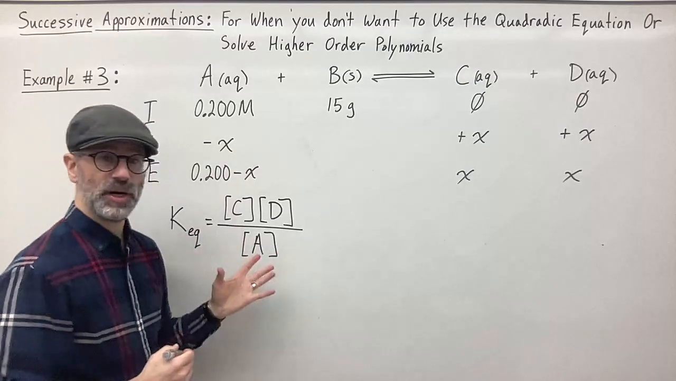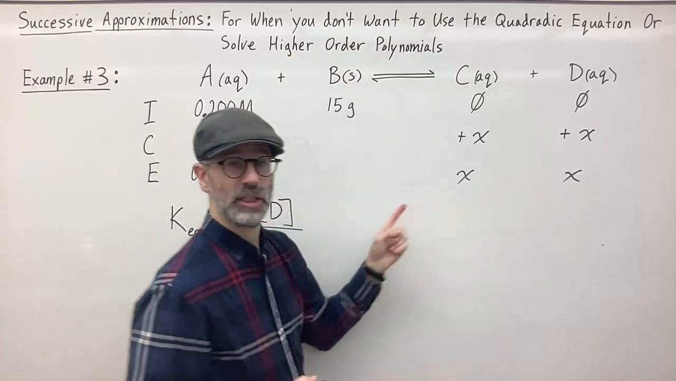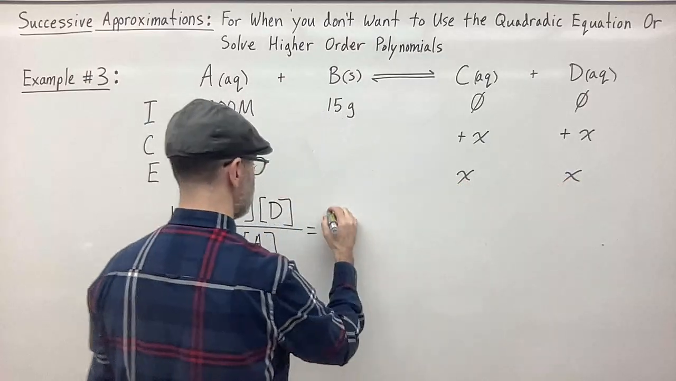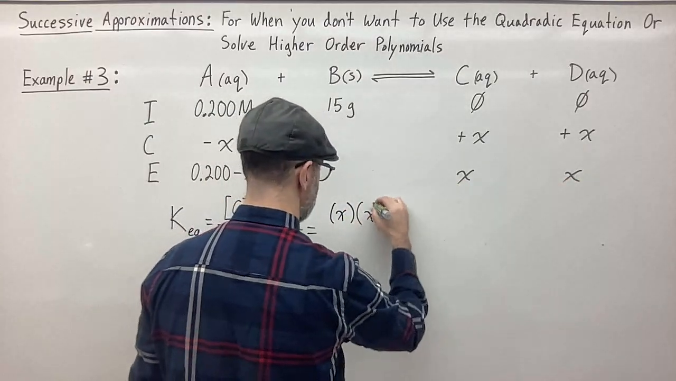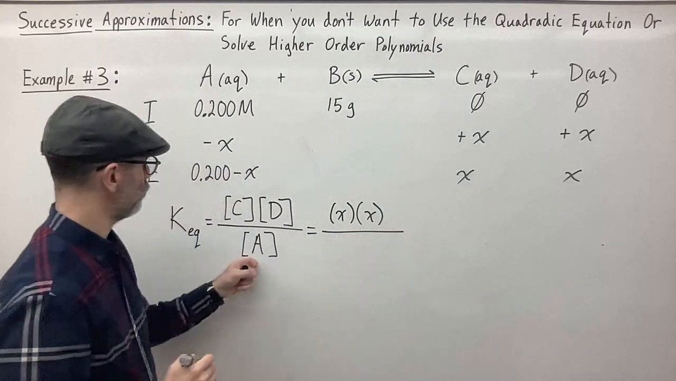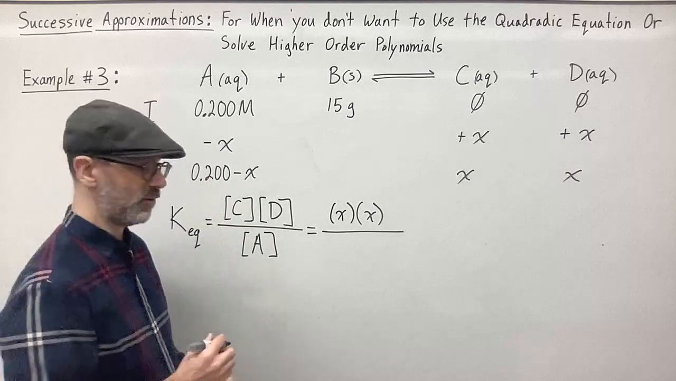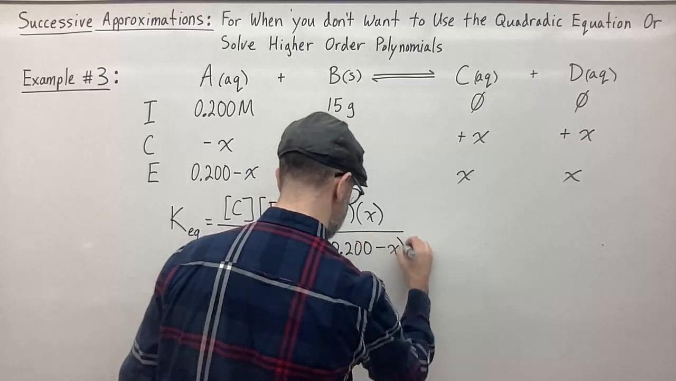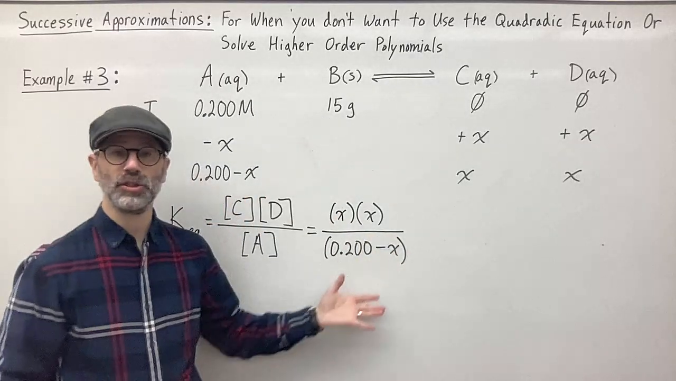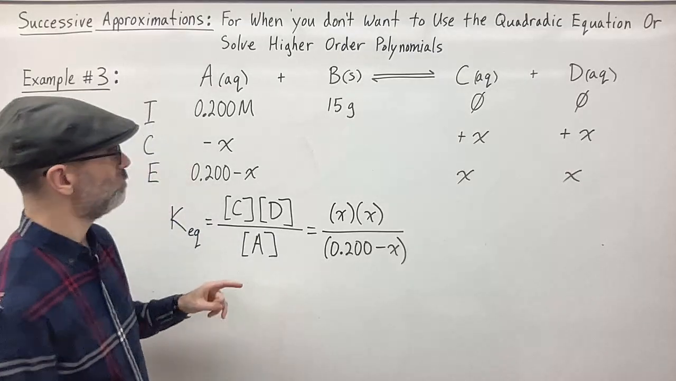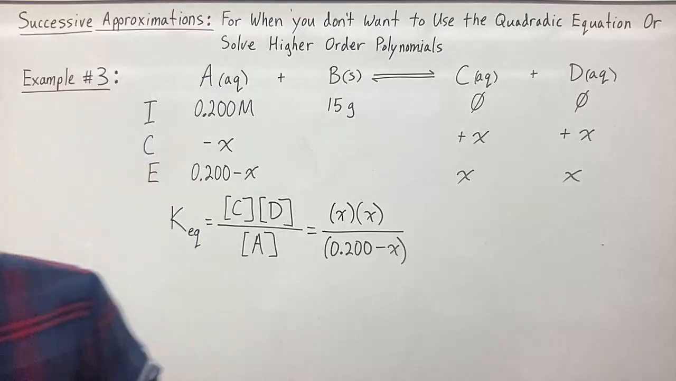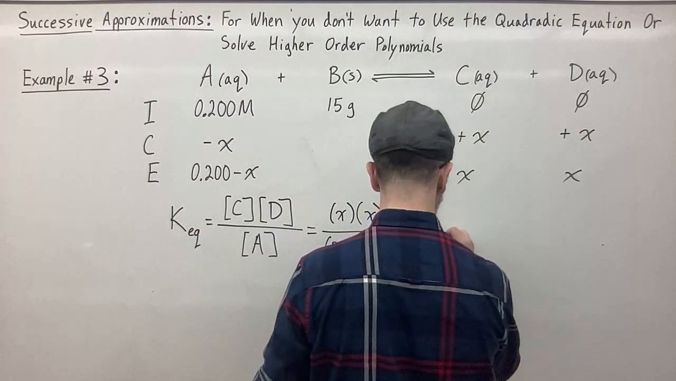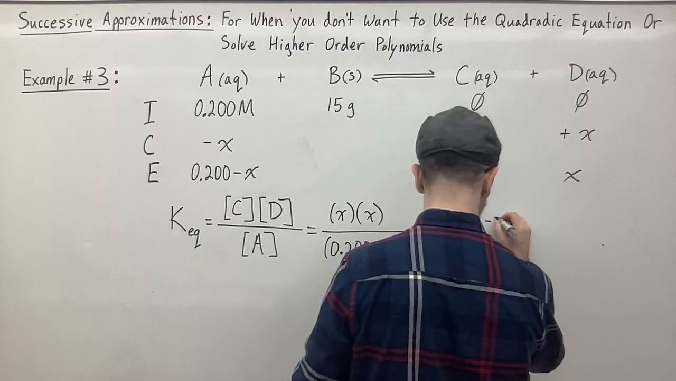Now that I have my expression, I can plug in the equilibrium expressions that I arrived at in terms of x. Each C and D is x, so that's going to be x times x all over the concentration of A, which is 0.200 minus x. So now I have my expression in terms of x. Now, in this case, we have the K value, let me write that down, 1.3. So this is going to be equal to 1.3 times 10 to the negative 3.